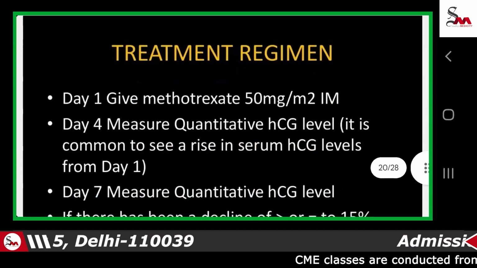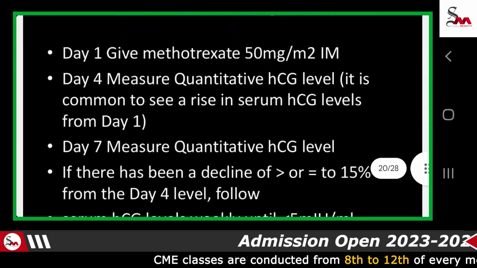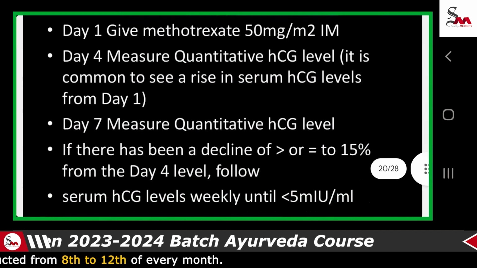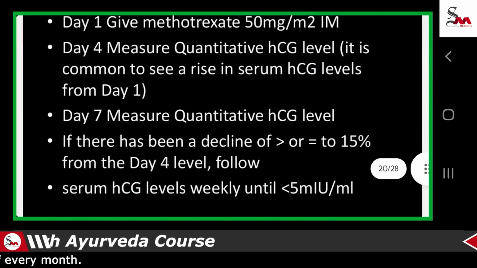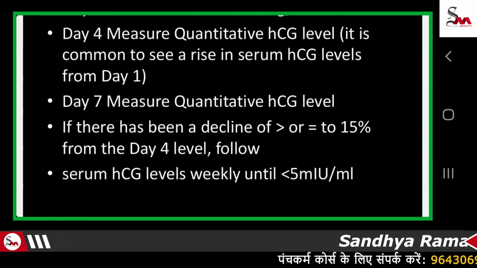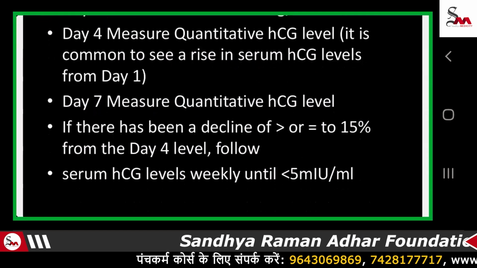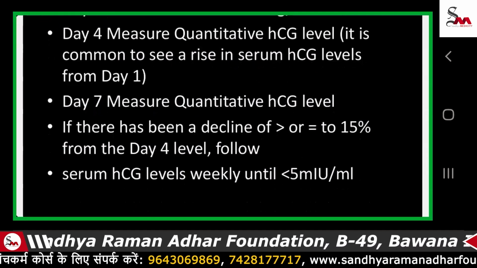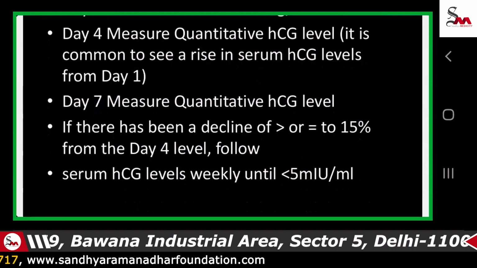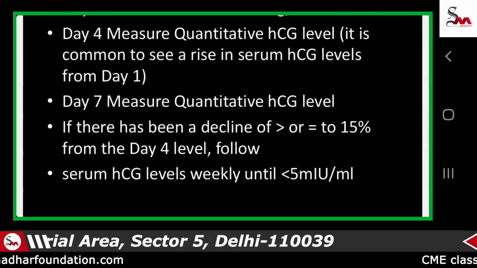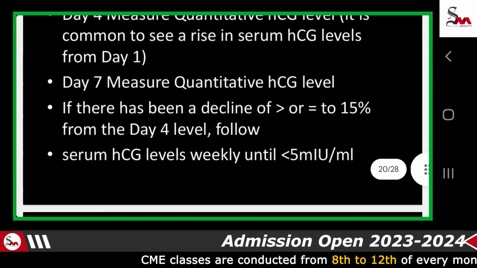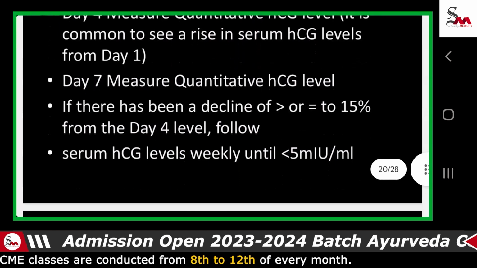Day 1, we have to give methotrexate 50 mg IM. On day 4, measure quantitative HCG level. It is common to see a rise in serum HCG levels from day 1. At day 7, measure quantitative HCG levels. If there has been a decline of more than or equal to 15% from day 4, then follow the treatment, and serum HCG levels weekly until less than 5 international unit per ml.